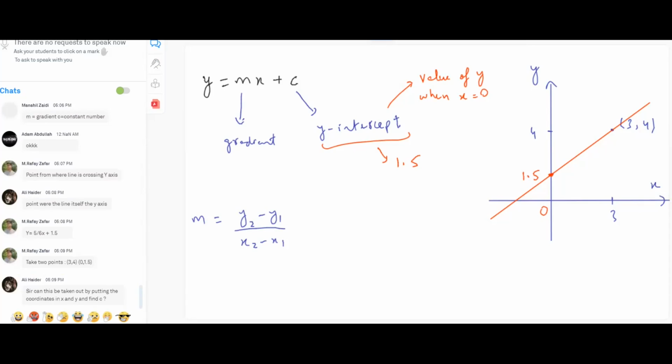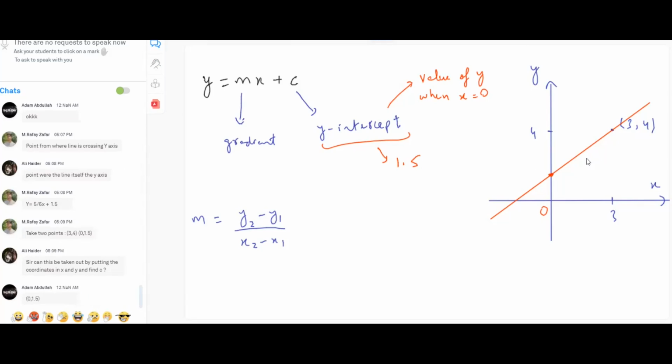Exactly. So ये जो हमारे पास 1.5 है यहाँ पे, इसको हम लिख सकते हैं. This is a point which has coordinates. इसका x coordinate 0 है ना यहाँ पे, and y coordinate is 1.5. Okay, this is the other point. Now you can use this to find the gradient.